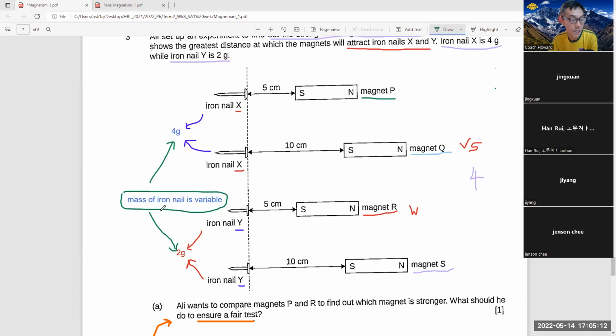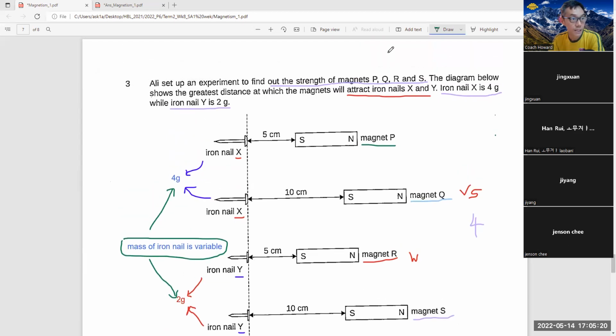So if you notice, in this experiment there's more than one variable. They can only change the different magnets because they're investigating that, so this is considered one variable. However, there's another variable, which is the mass of the 2 iron nails. So there are 2 variables, and immediately we know that this experiment is not a fair experiment, because for a fair experiment, only one variable is being changed.